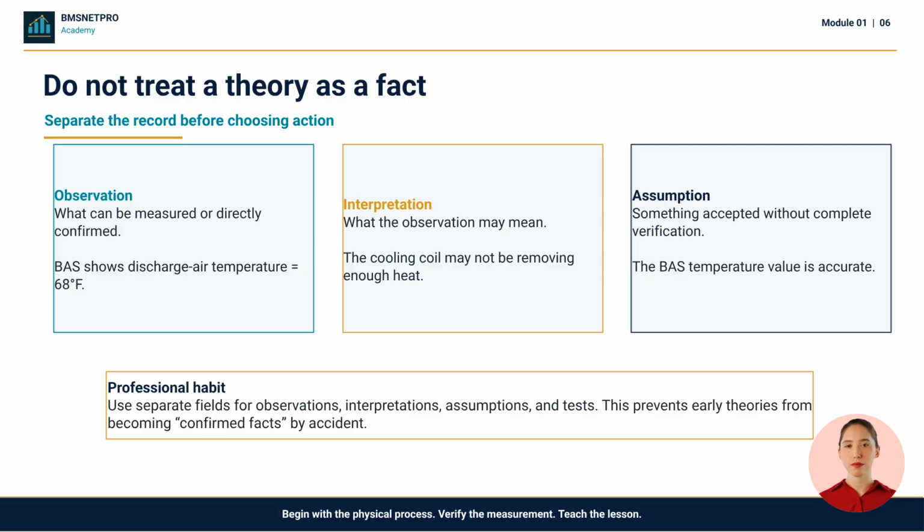In the example, the BAS shows a discharge air temperature of 68 degrees. That is an observation, but only inside the BAS database. The interpretation might be that the cooling coil is not removing heat. The hidden assumption is that the sensor value is accurate. A reference thermometer could show the actual discharge temperature is 56 degrees, which changes the entire diagnosis.